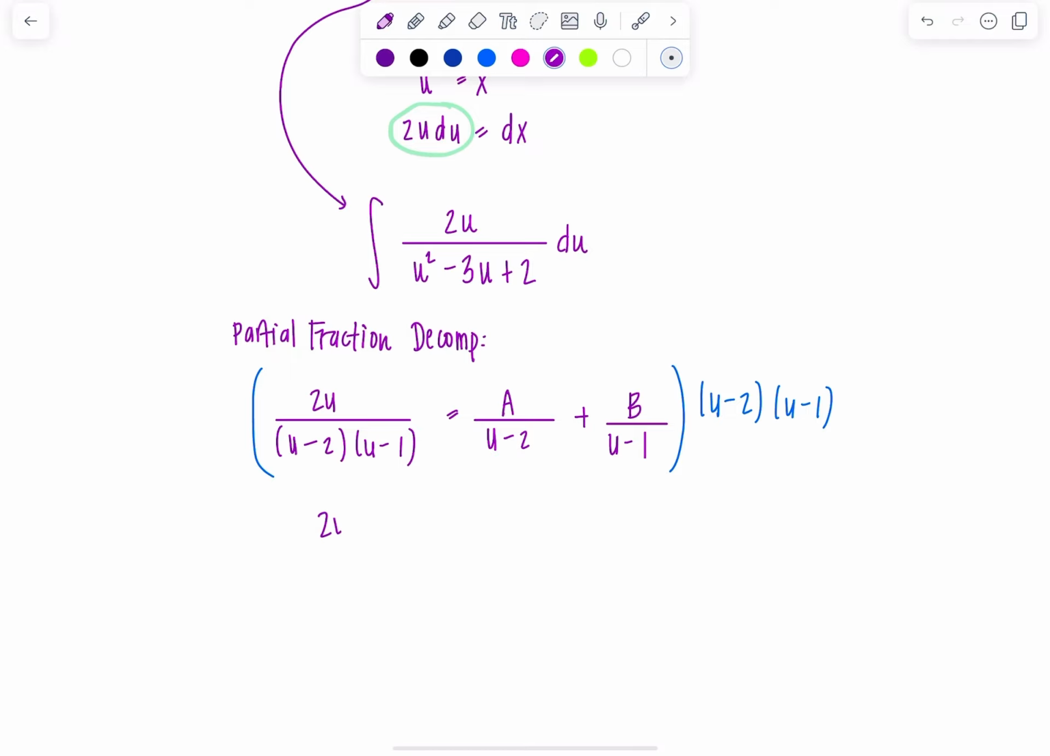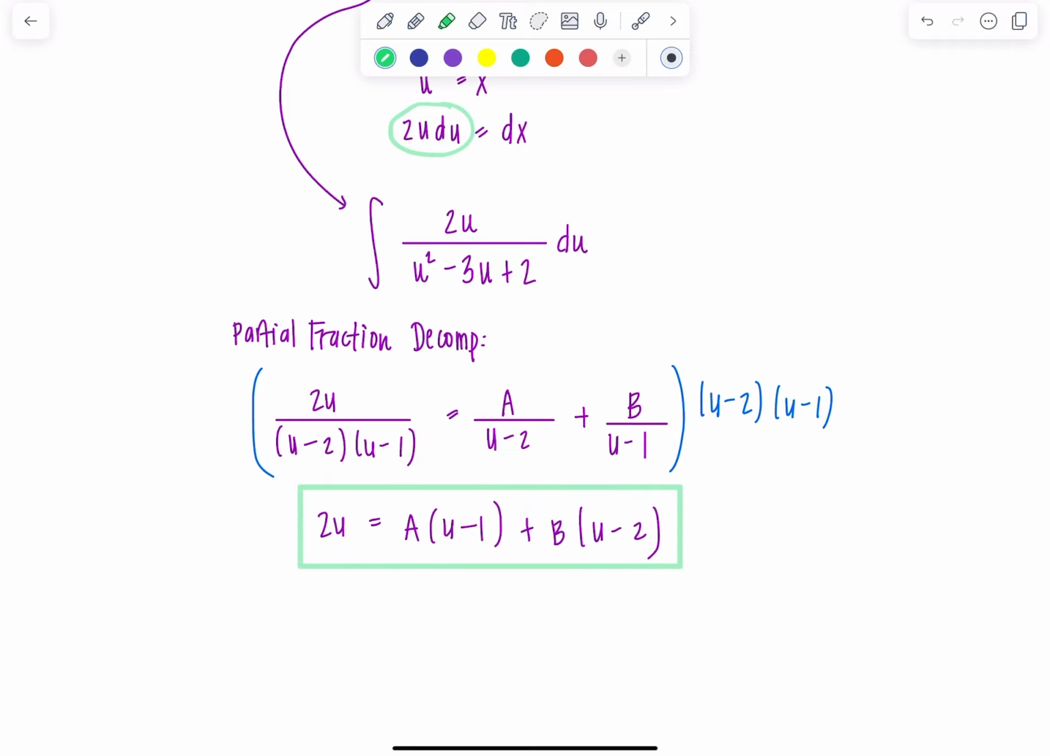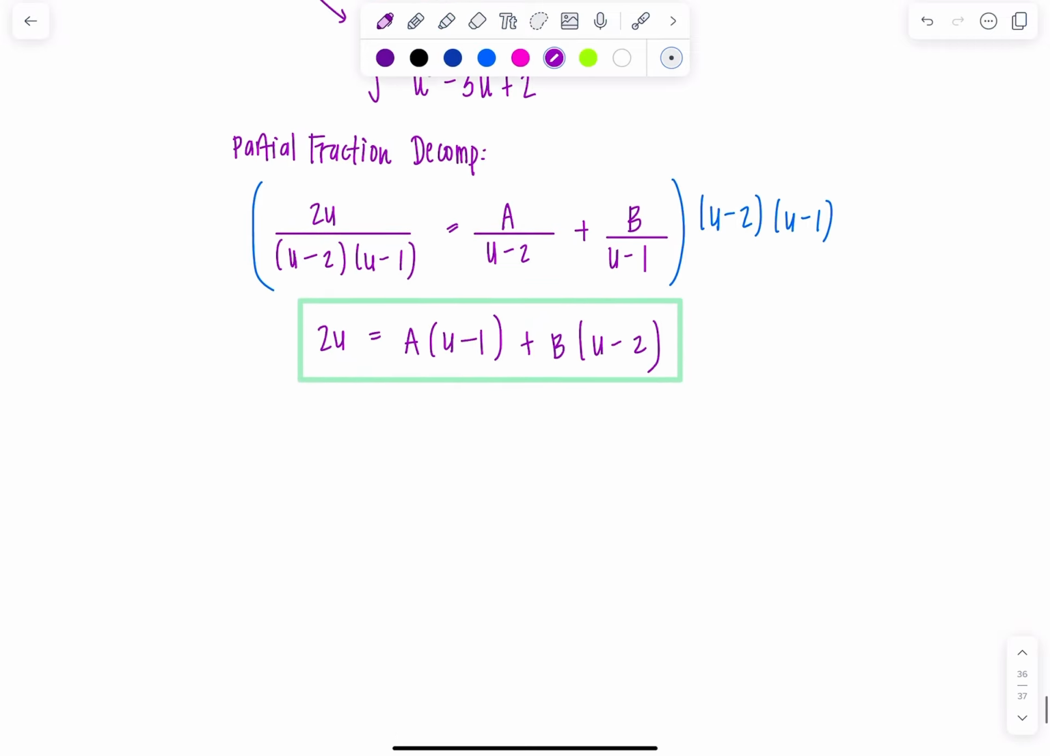And then on the left-hand side, I just have 2u equals A times u minus 1, because u minus 2 will cancel, plus B times u minus 2. All right, very nice. Now, let's focus on this equation here and try to solve for A and B. I'm going to let u equal 1. I'm choosing that because that will make this factor a 0, okay? So if u is 1, 2 times 1 on the left is equal to A times 0 plus B times negative 1, which tells me B is negative 2.